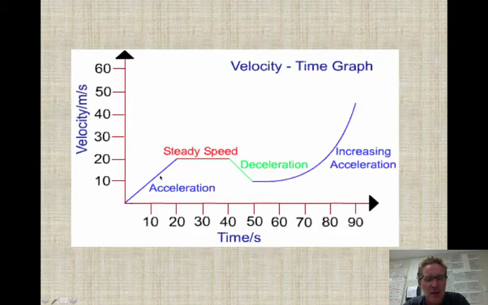Of course, we already talked about acceleration. This would be constant acceleration. Again, if it's a flat line on a velocity time graph, that means we're going at a steady speed or a steady velocity. If we have a downward slope, again, it's deceleration.